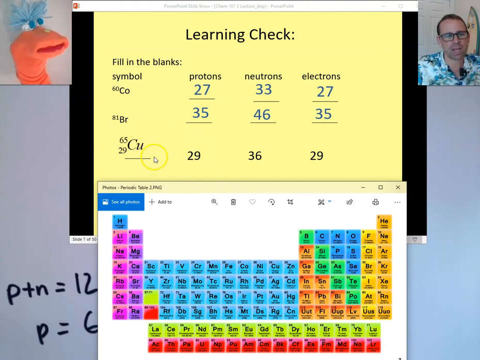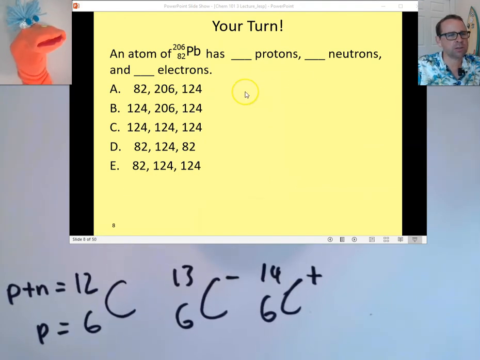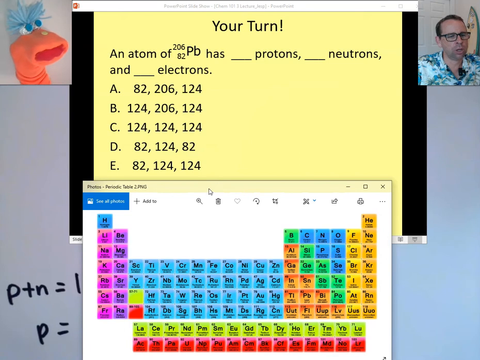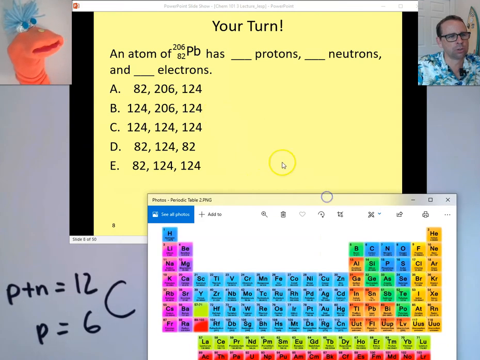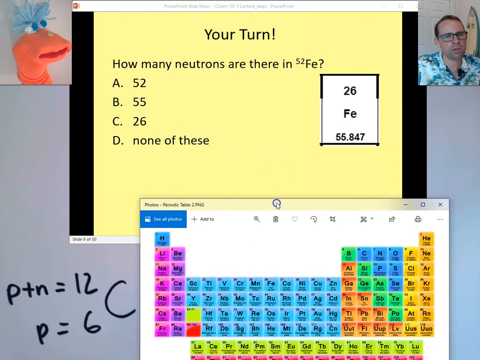Copper 65. Excellent job. Here's another one. Folks at home, take a shot at this one. Let's see if you get it. Bring out the periodic table. What do you think, Fred? Lead. Lead is element 82. Very good. This 82 helped us out there as well, right? So 206. Well, if it has 82 protons, the only one that it can be is D, because it has to have 82 electrons. There's no charge. Very good. And then the 206 minus the 82 is where we get the 124. Okay? How many neutrons are there here?